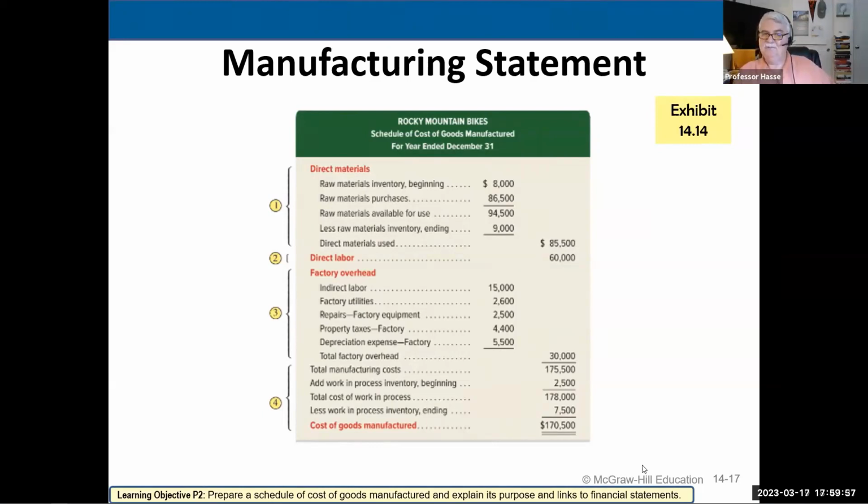And then you have your overhead costs. Materials, labor, and overhead are total manufacturing costs, $175,500. We started out the year with $2,500 of product in production already. Add that to our cost of this current year, $178,000 total cost of goods in production. And at the end of the year, we took an inventory and we found that $7,500 is still in production. So that means we completed $170,500 of completed cost of goods manufactured.